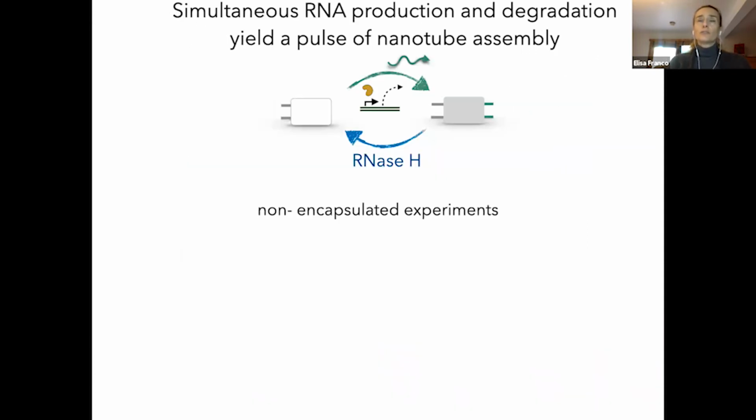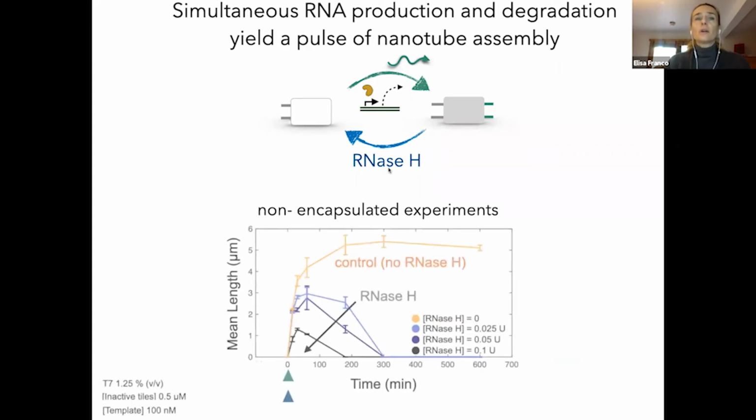Now, what if you had to include both production and degradation? Well, in that case, there's lots of different behaviors you could achieve. What we saw in non-encapsulated experiments is that you get transient assembly. So having both production of RNA and degradation generates a pulse of nanotube assembly. Our understanding is that this is because the production rates are faster initially. So we transcribe RNA using T7, and T7 is known to have a burst of activity initially. And also, depending on which brand of polymerase you use, they have a different lifetime.